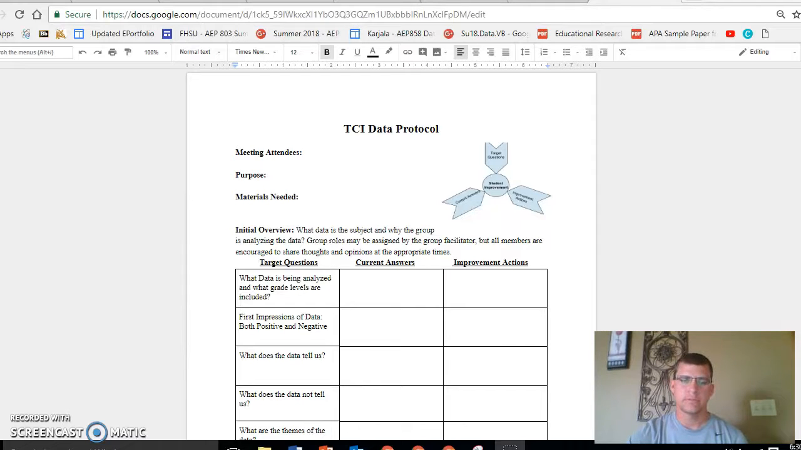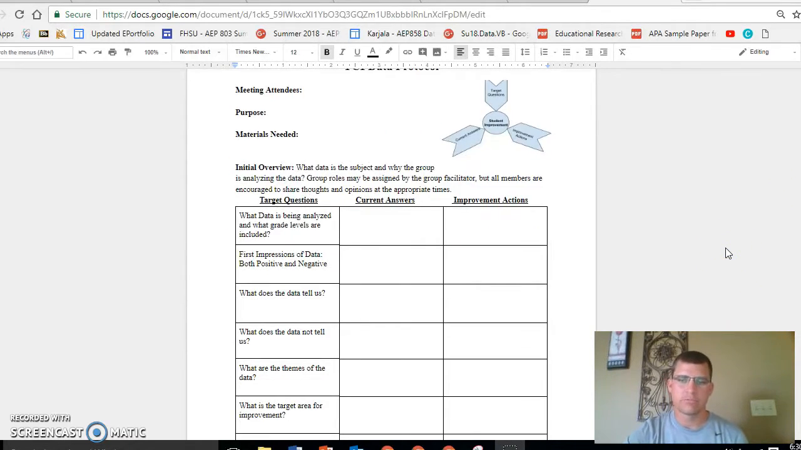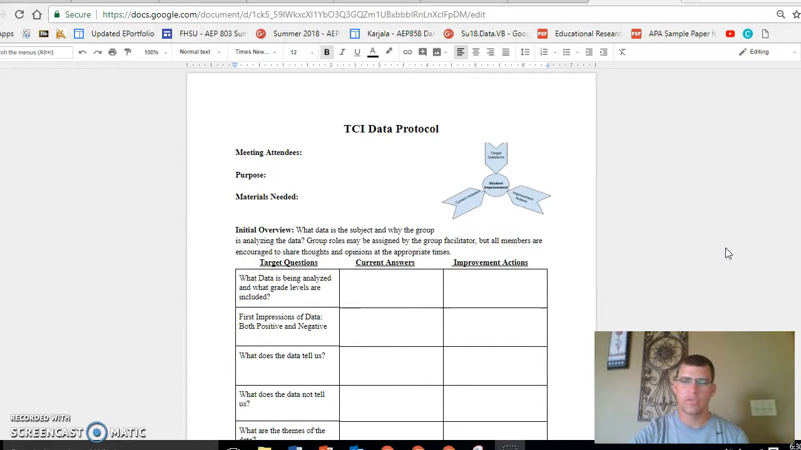AEP858 Data and Assessment, Module 17, Data Protocol. In creating my data protocol sheet for this module, I looked at several different things and what I've done in the past and what I've learned in this course. The first thing I'd like to do is walk you through this data protocol sheet that I've created.